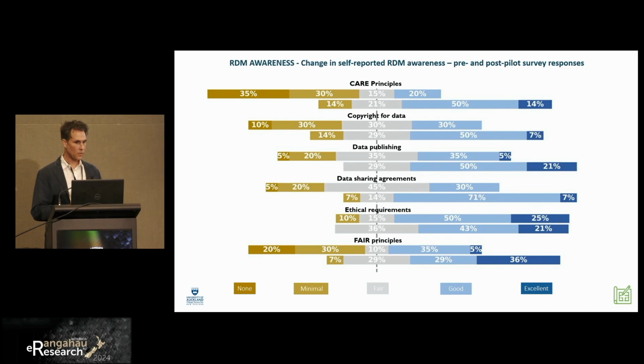What I really want to get to is our before and after. So not long now. We had all these before criteria that we were checking on. So the top bar and the bottom bar is before and after under the CARE principles, which is around Indigenous data, if you don't know that: collective benefit, authority to control, responsibility and ethics for Indigenous data. But you can see the others, copyright, data publishing, data sharing, and generally there's a great uplift.